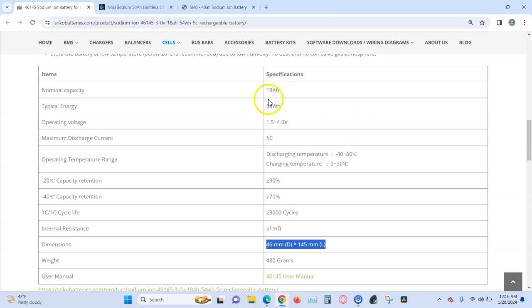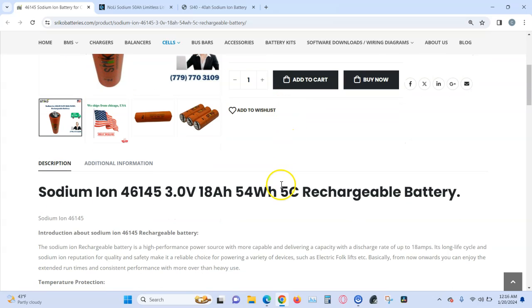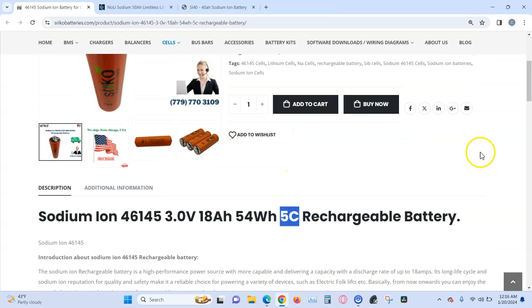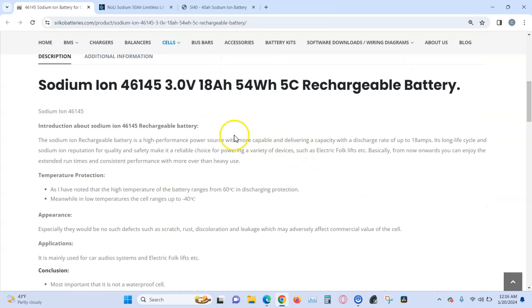Super safe. 18 amp hour. That's not bad for these at all, especially if you could do a 12C pull. I know they're rated 5C, but they're just so new. This company is having people doing testing on them. A lot of people are doing testing on them and actually finding that 5C is super conservative. So these things can really do quite a bit more than that. So don't get hung up on that.